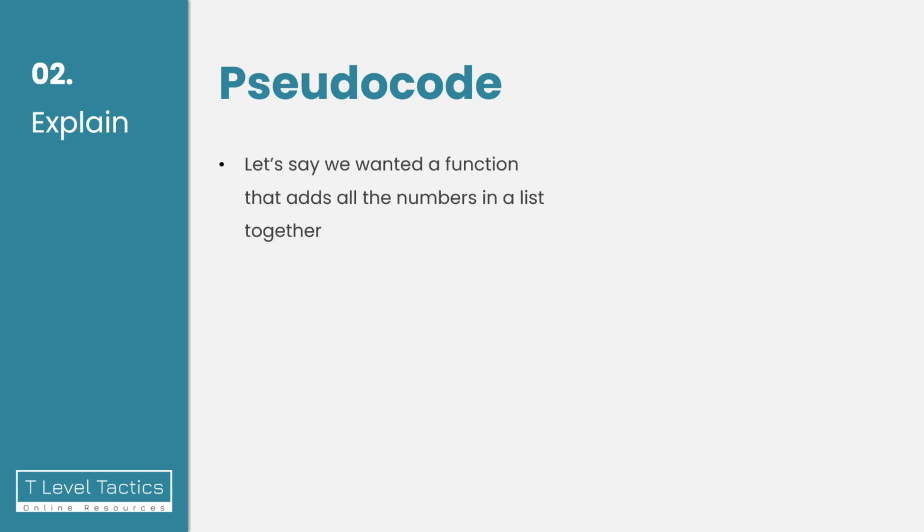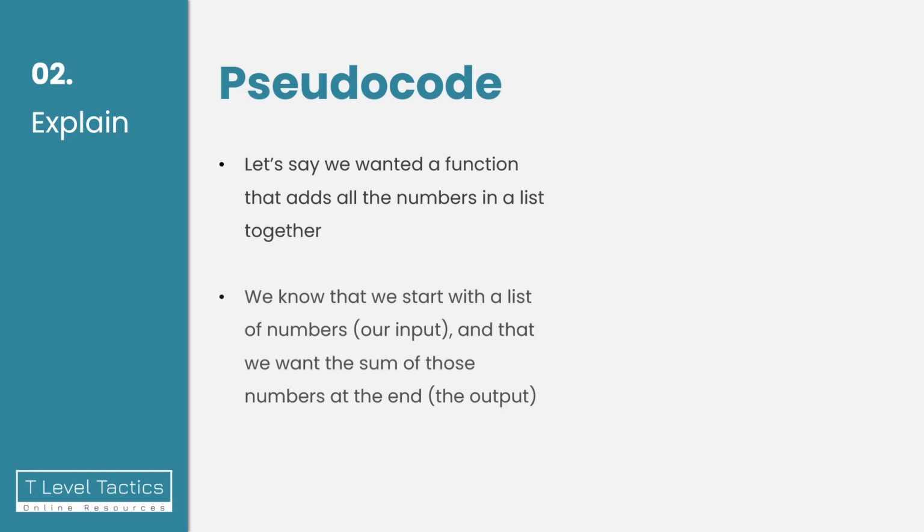Let's say we wanted a function that adds all the numbers in a list together. We know that we start with a list of numbers, that's our input, and that we want the sum of those numbers at the end as our output. Our pseudocode could look a little bit like this.